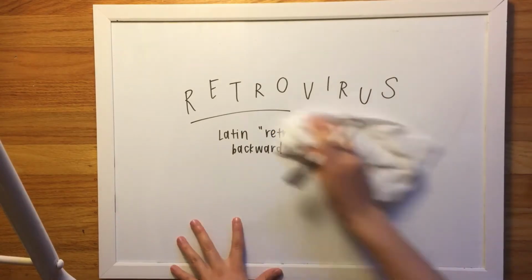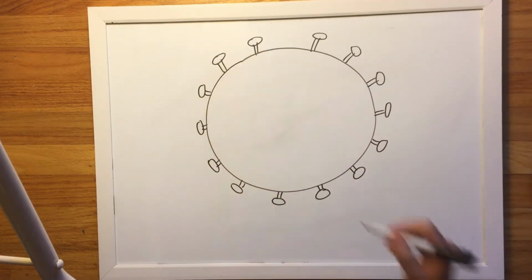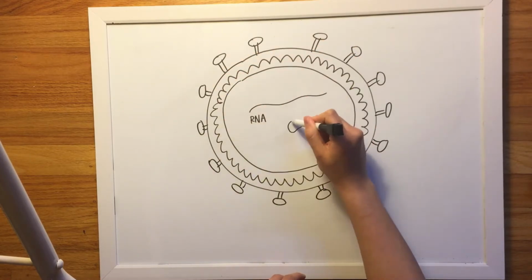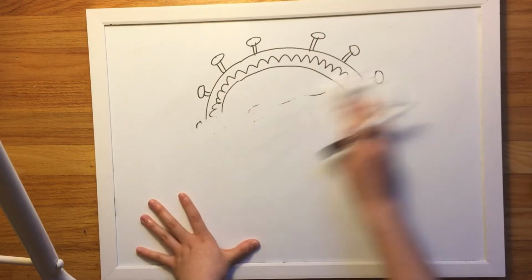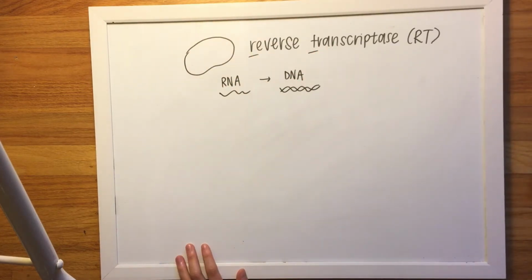Mom jeans, corduroy, scrunchies, a lot of recent trends are outdated, backwards, and kinda retro, which is actually where retroviruses get their name. Retroviruses are a family of enveloped viruses containing linear single-stranded RNA. Their distinctive feature is an enzyme called reverse transcriptase, also called RT. RT catalyzes the transcription of retrovirus RNA into DNA.